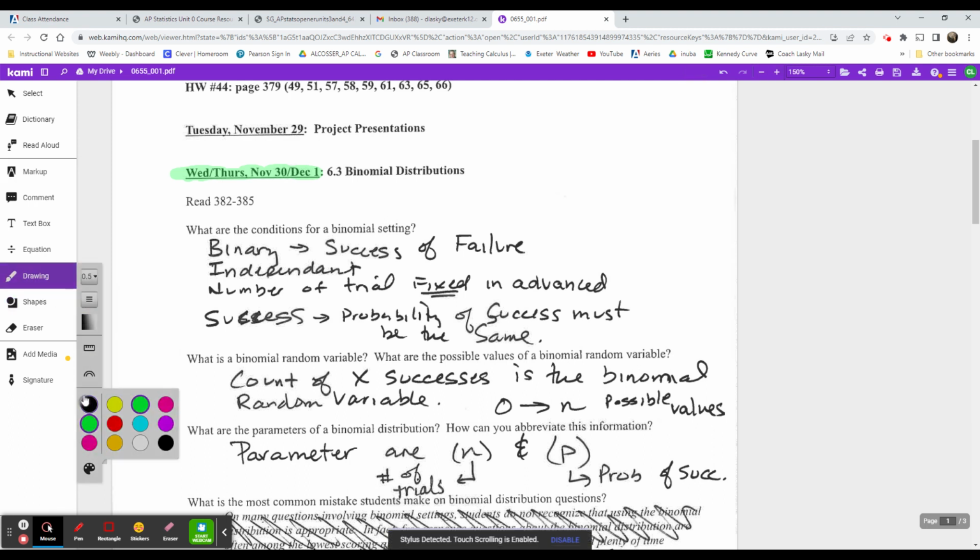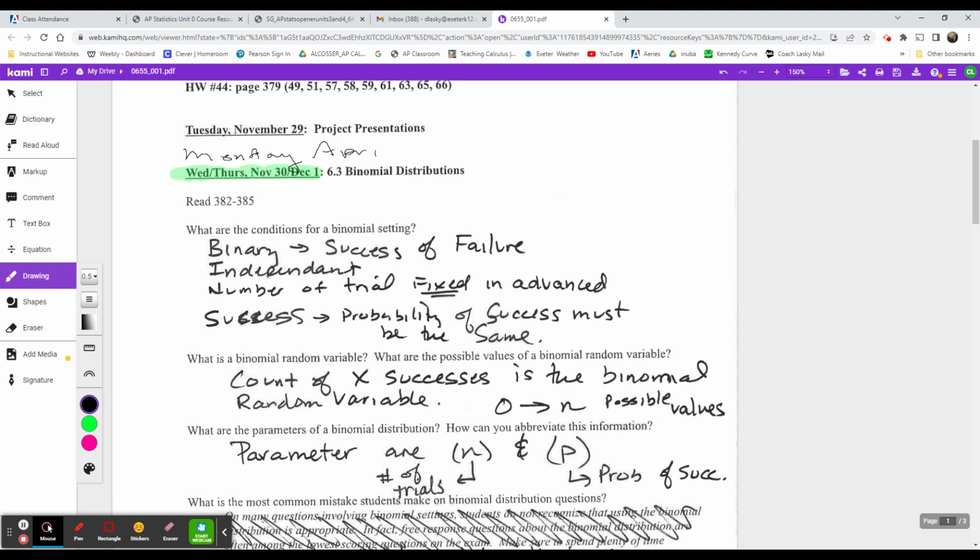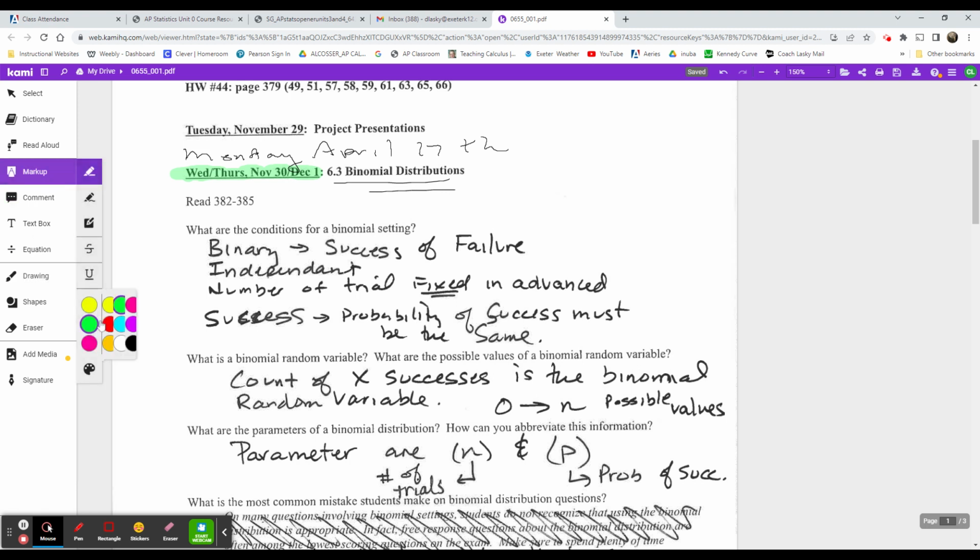Excuse me. This should be Monday, April 17th. So Monday, April 17th, we're going into binomial distributions. Those of you that are in class today kind of heard me talk about it. Those of you who weren't, this is one of the hardest parts. These binomial distributions are one of the hardest things that we tackle. Normally, they're the most missed questions on the AP Stats test.